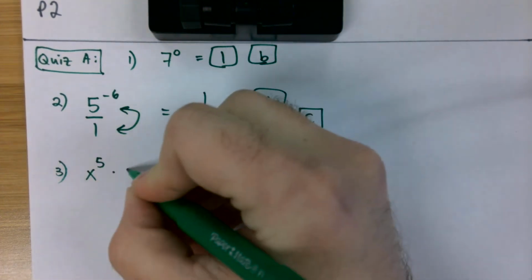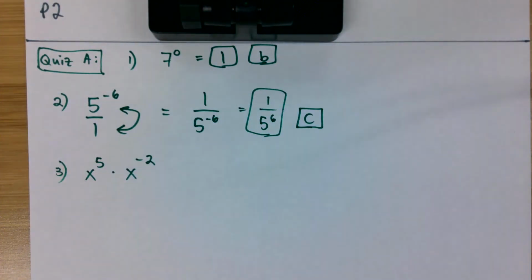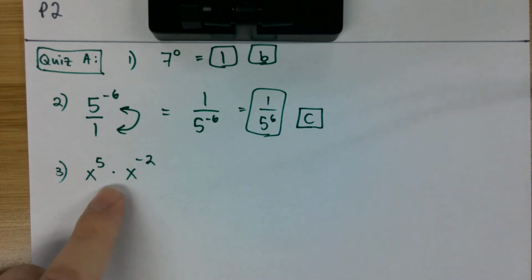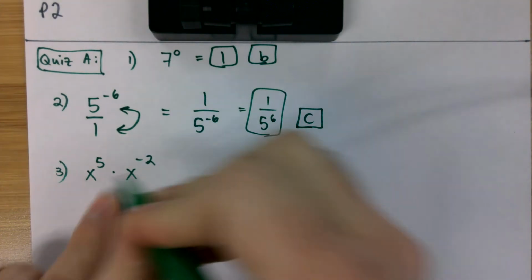Number 3. X to the 5th times x to the negative 2. Real quick, what rule are we going to use here with this problem? Quotient rule is very close. Quotient would be if we're dividing. That's right. This is going to be the product rule.